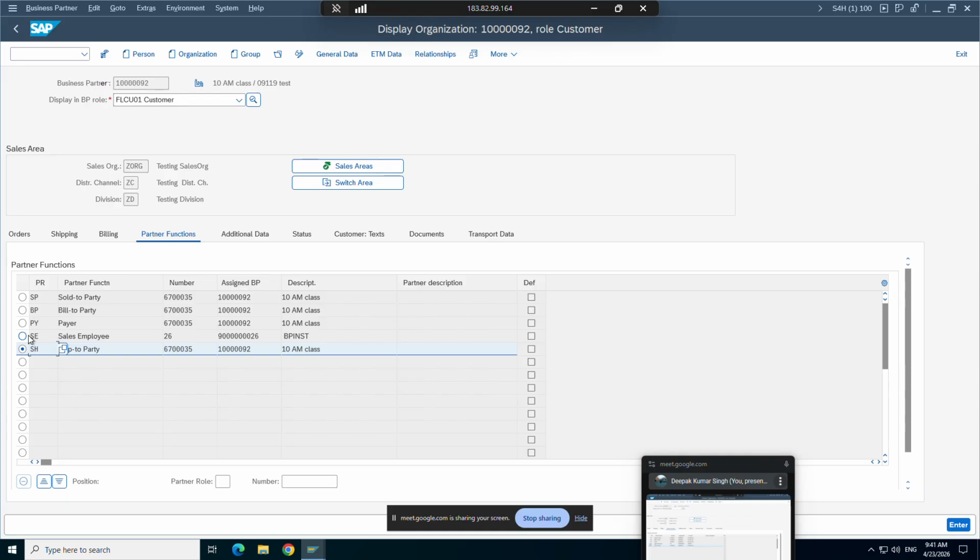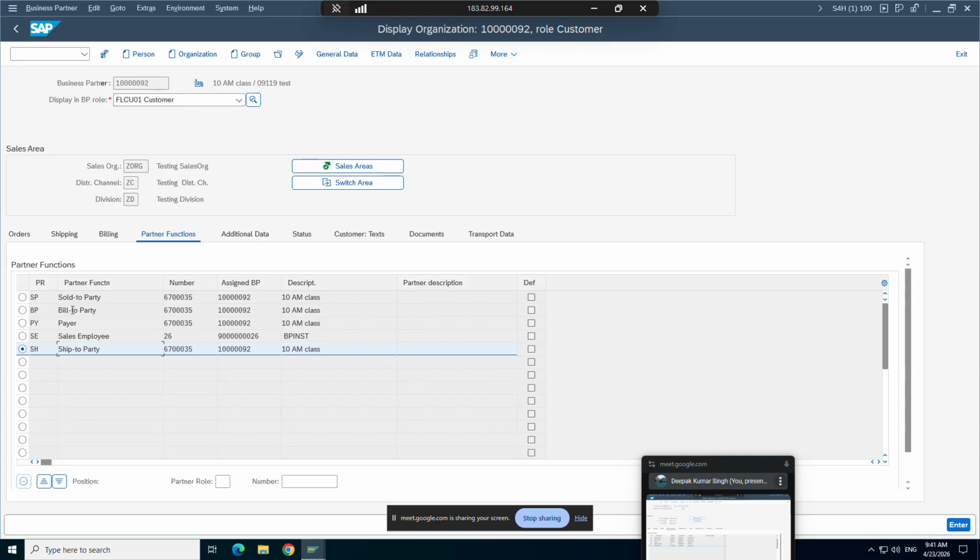So what I will do, I will have 10 ship to parties created in SAP. I will ask the company to create 10 ship to party addresses. And the address will be different. Basically, the functions are the same. It's all belonging to the same sold to party. The only difference is their addresses will be different. Okay.